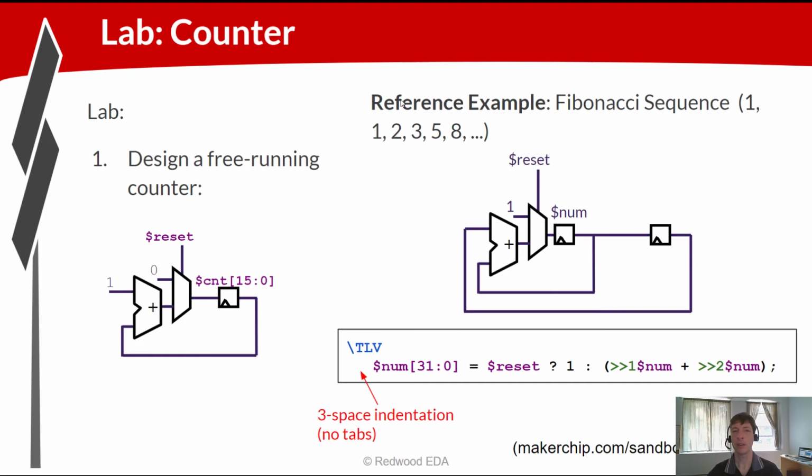And I'll let you guys code up a similar circuit, slightly simpler, but very similar to the Fibonacci sequence. So I'll let you guys try your hand at coding up this free-running counter circuit. So the free-running counter is going to reset to 0, and then after reset, it's going to begin immediately counting, incrementing by 1.